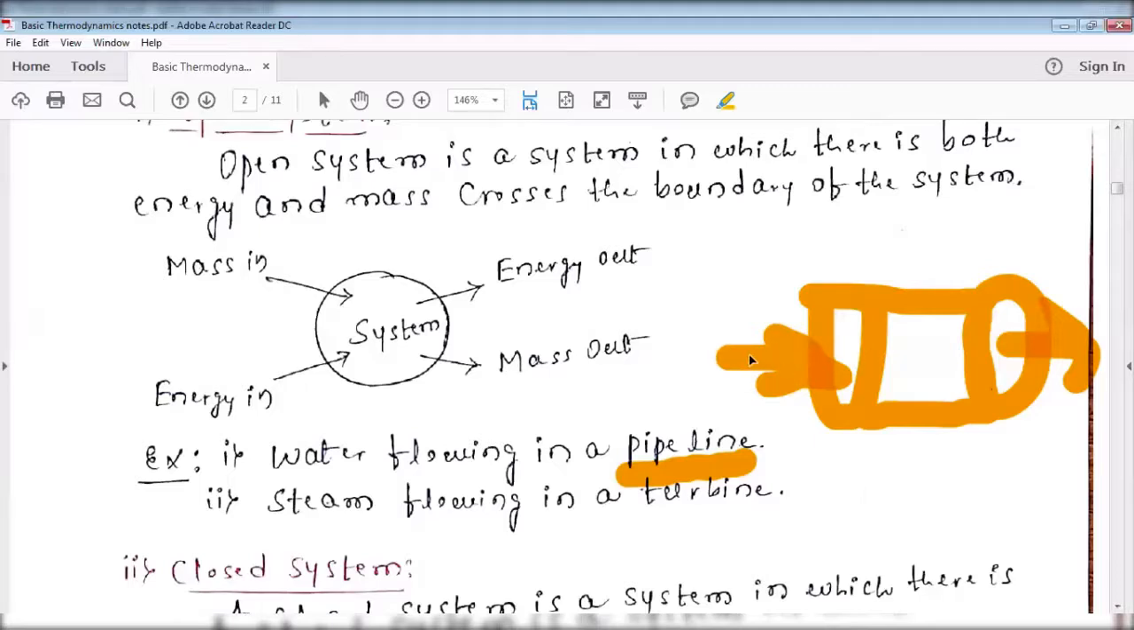That energy is nothing but kinetic energy. Such systems are called open systems.